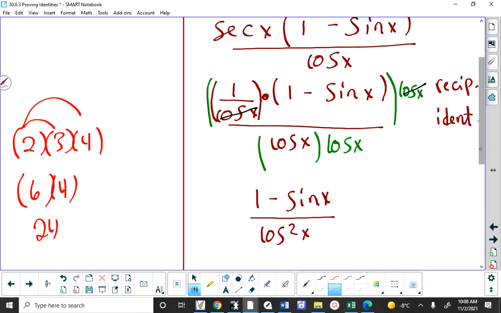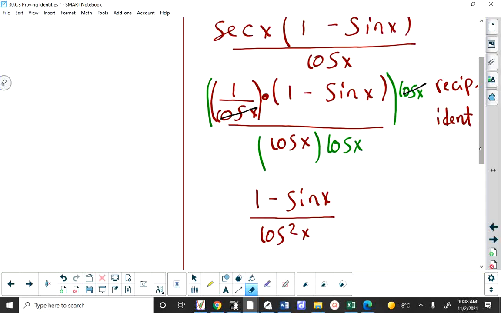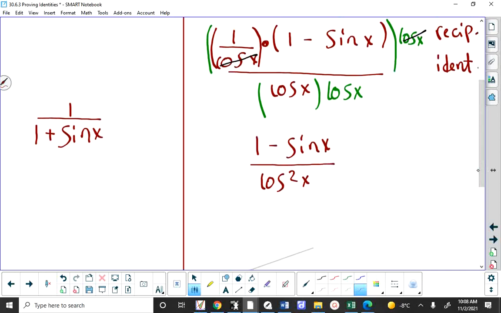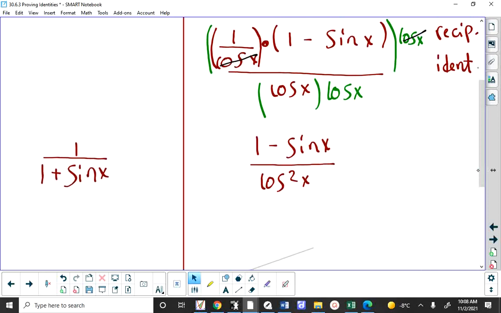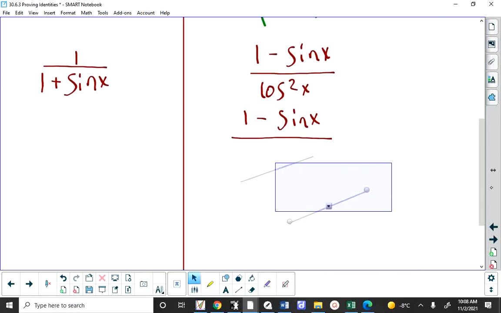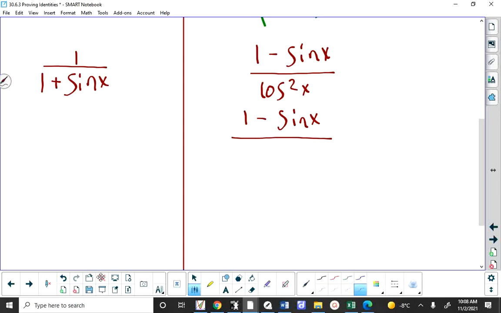Okay. Now, I'm going to bring down this other one so that you can see it. It may say sine x plus 1, and it does, but I'm going to write it this way. How many of you see how these are going to become equal? What we're going to do is recognize that cos squared x is 1 minus sine squared x, and also recognize that 1 minus sine squared is a difference of squares.